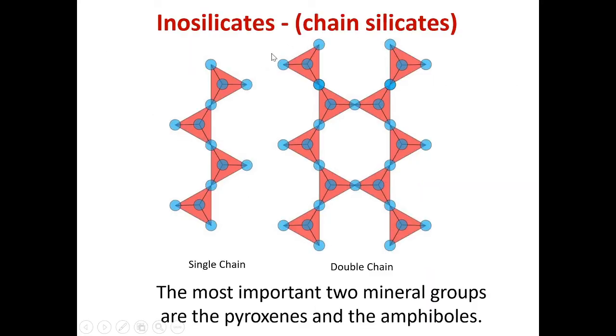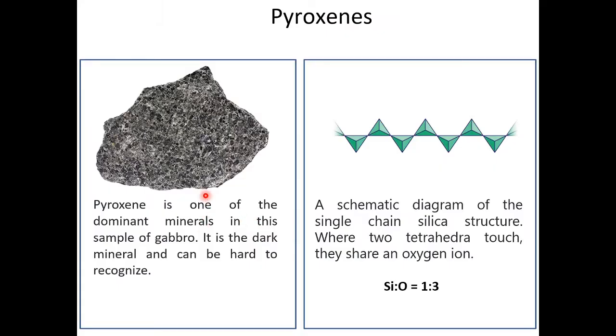Right. So the next category, from cyclosilicates to inosilicates, from ring to chain. Within this category we have two divisions. One is single chain, another one is double chain. So the most important two mineral groups are the pyroxenes and amphiboles, where pyroxene belongs to the single chain structure and amphibole to the double chain structure. So this mineral is pyroxene, which is a dominant mineral of igneous rocks and metamorphic rocks.